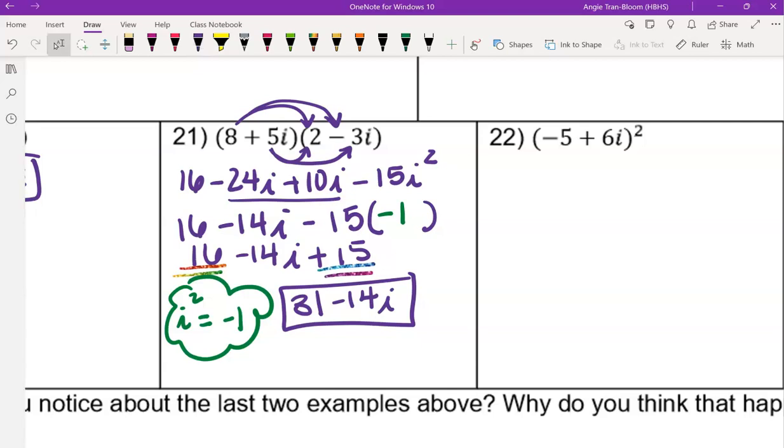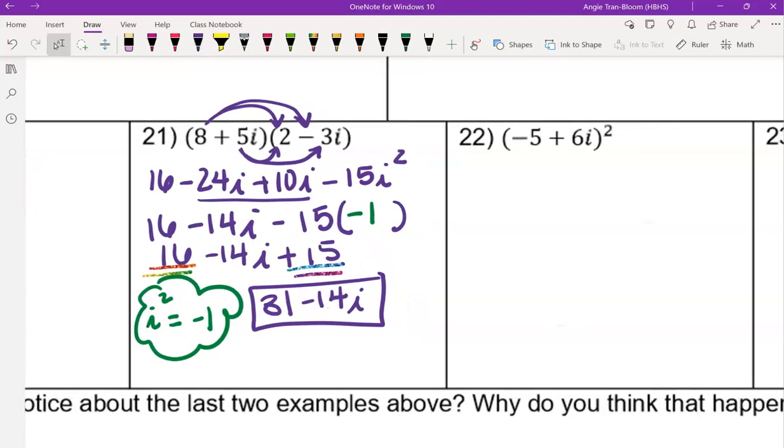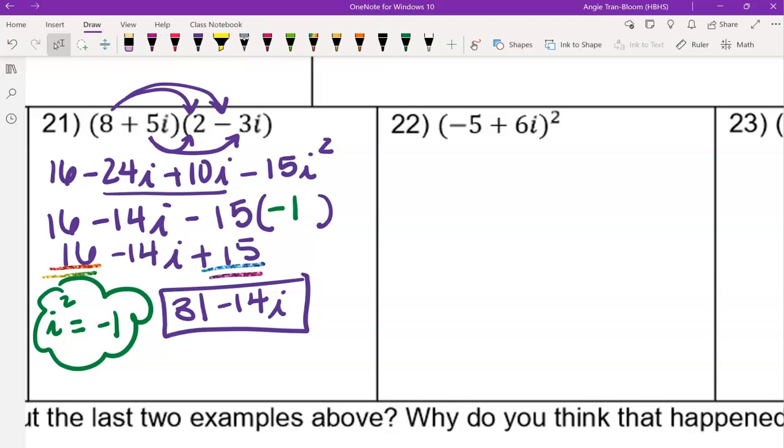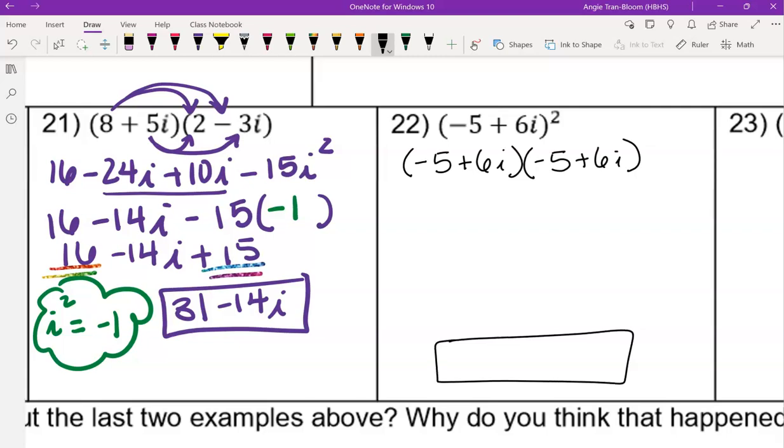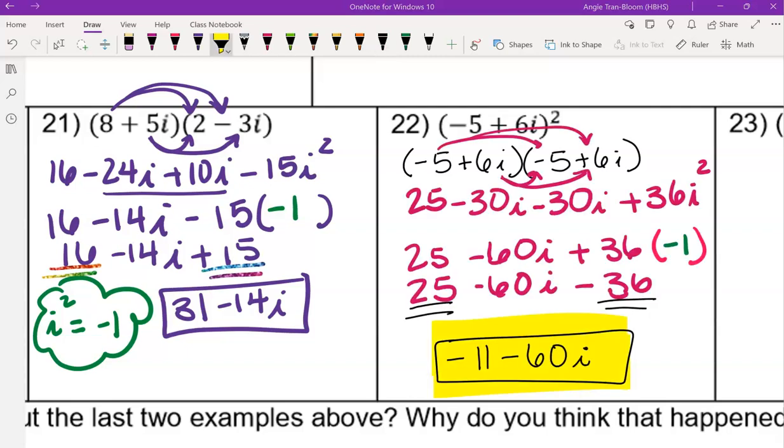Okay, 22, it's still multiplying, except that when you see the quantity negative 5 plus 6i squared, write it out twice and FOIL exactly the way that we did 21. So what I would like for you to do is do this first on your paper and box this up. Remember, i squared must get replaced with negative 1 and then simplify some more. So did you guys end up with negative 11 minus 60i? If you guys didn't, please copy the work down or analyze your work to see where you went wrong, okay?